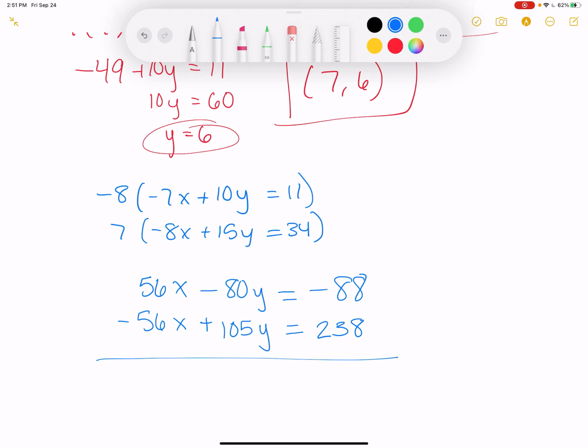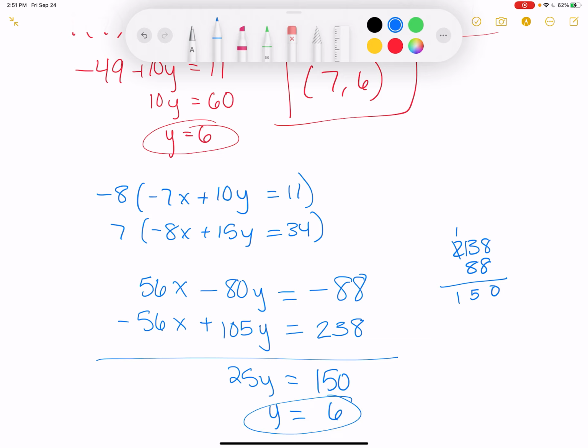So then this would give me 25y is equal to, I'll write this the other way because I can't do it upside down. Yeah, that's where I messed up, because I did 238 minus 88. Wait, actually, that's what it is. So y equals 6. And then you can plug that into either one. Negative 7x plus 10 times 6 equals 11. Negative 7x plus 60 equals 11. Negative 7x is equal to negative 49. And then x is equal to 7.